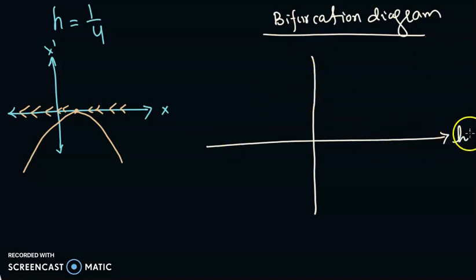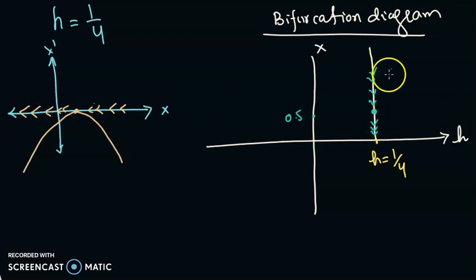Let me put h over here and x over here. So when h is equal to 1 by 4, then we have seen that x equal to 0.5 is the equilibrium point, and the equilibrium point was approached from the right, the greater values like this, and the flow was away from the point if the values are less than 0.5.